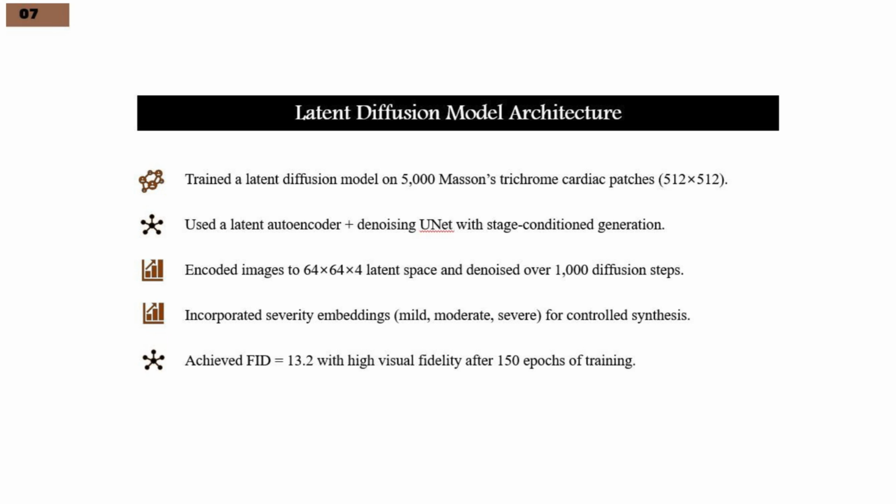You can see the latent diffusion model architecture in this figure. We present the architecture of the latent diffusion model, where a convolutional autoencoder compresses images into a low dimensional latent space. Then a UNet-based denoising network operates in the latent space, progressively removing the unwanted noise. Finally, the severity stage embeddings are injected into the network, enabling controlled synthesis of mild, moderate, and severe fibrosis patterns.